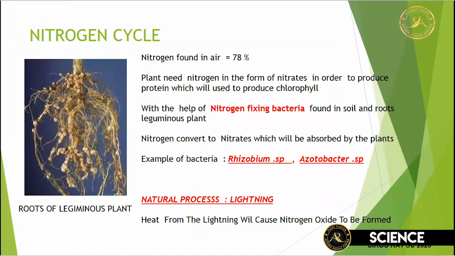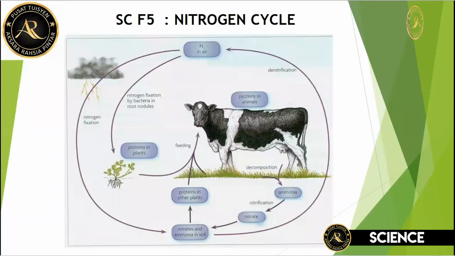Okay, it can go two ways. Once ammonium compound is formed, through the process of nitrification nitrate is formed, and the nitrate will be absorbed by the plant. Now, in case there's excessive nitrate, some of this nitrate, in the presence of denitrifying bacteria, will be converted through the process of denitrification into nitrogen.